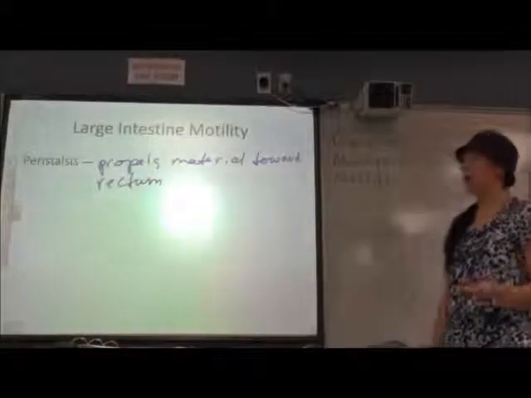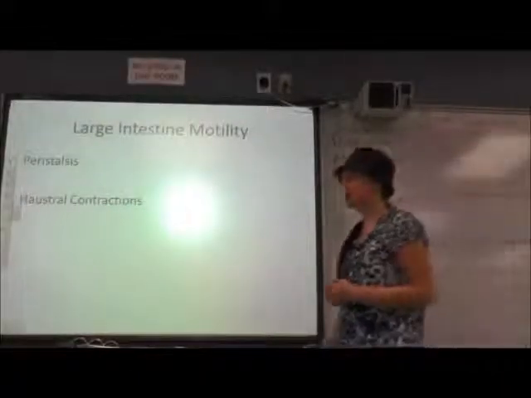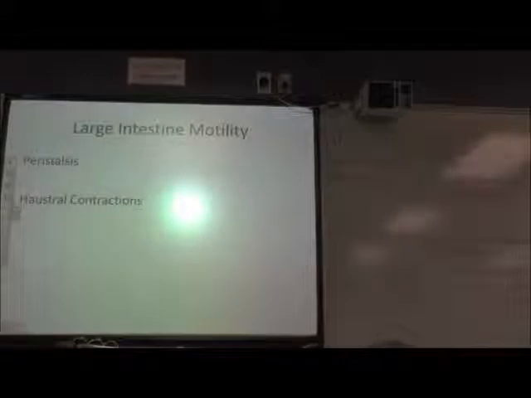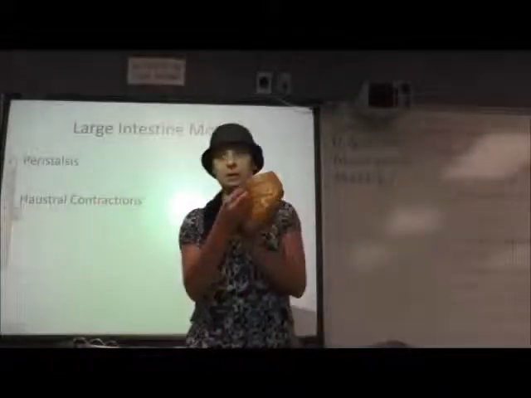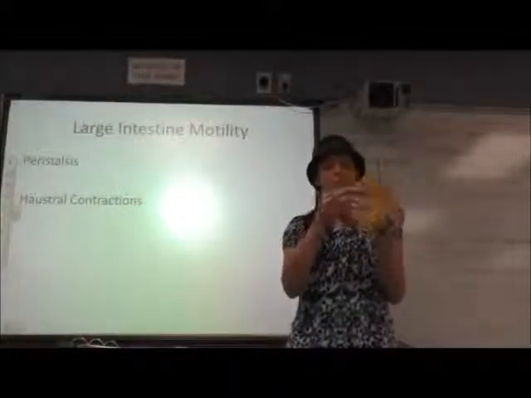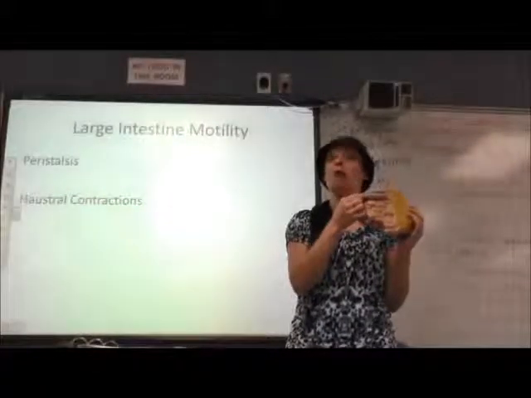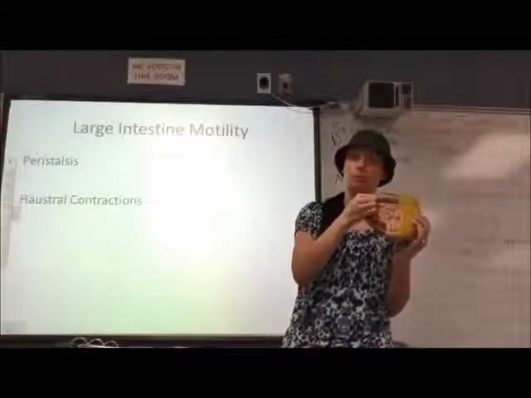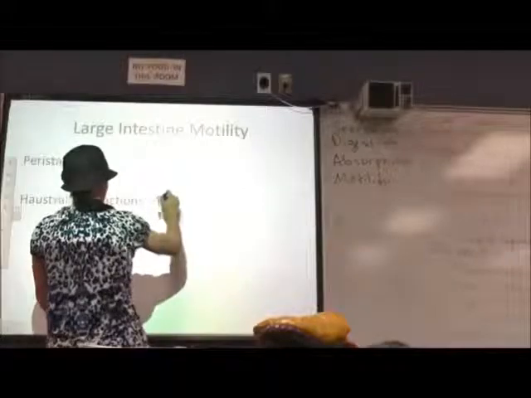We also have two other types of motility in the large intestine. First, what are called haustral contractions. You may remember that each of these little segments in the large intestine is called a haustra. So each of these nicely divided off segments is a haustra. And a haustral contraction is a contraction within one haustra that moves material to the next haustra. And then we'll have another haustral contraction and it'll move the material to the next haustra. So haustral contractions move material from one haustra to the next.